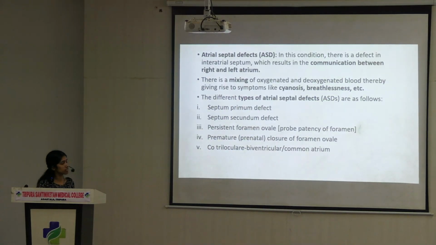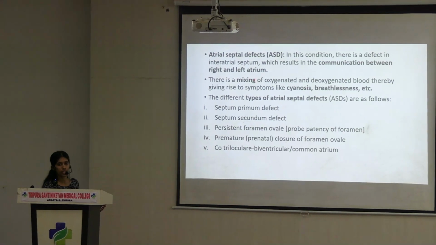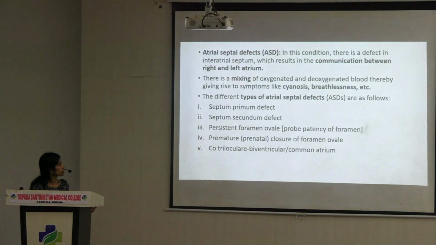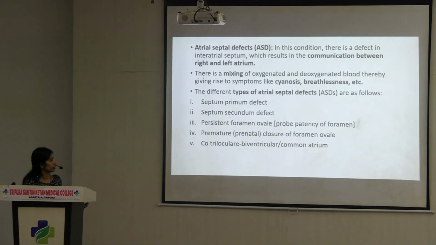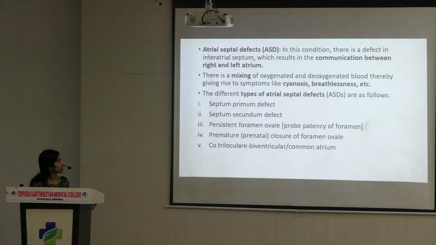Next, we have atrial septal defects. In this condition, there is a defect in the development of interatrial septum, which results in the communication between the right and left atrium. There is a mixing of oxygenated and deoxygenated blood, thereby giving rise to symptoms like cyanosis and breathlessness, etc. The different types of atrial septal defects are septum primum defect, septum secundum defect, and patent foramen ovale defect, premature closure of the foramen ovale, followed by cor triloculare biventriculare.